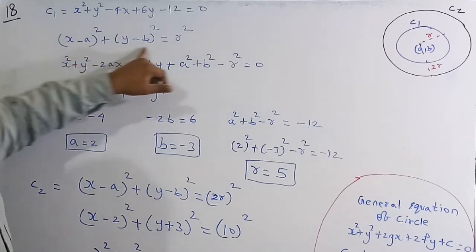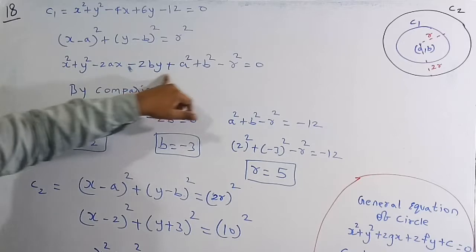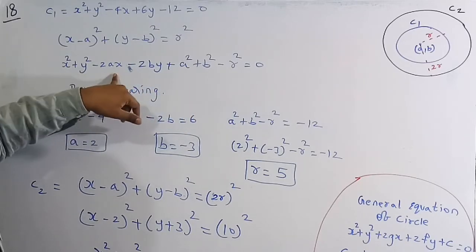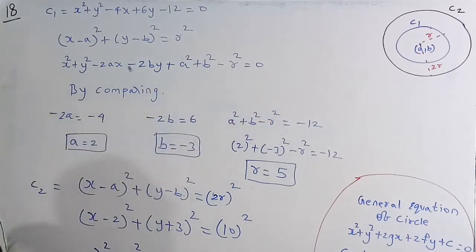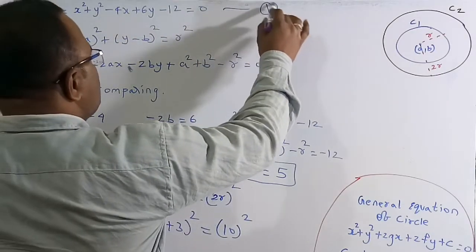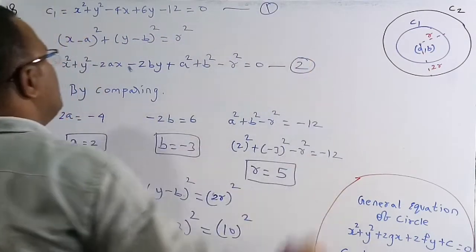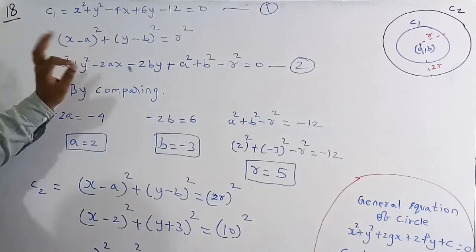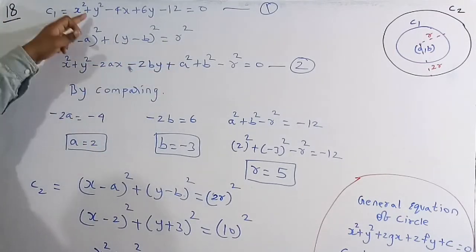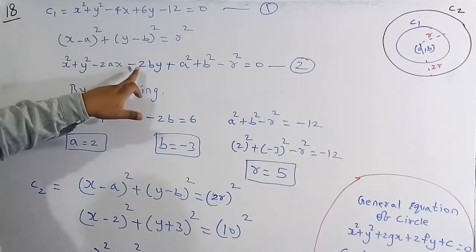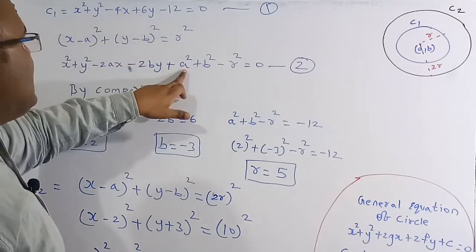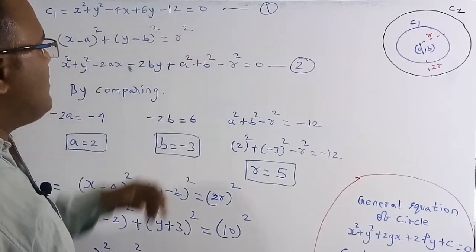If you expand this general equation, we are going to get this format, which is x square plus y square minus 2ax minus 2by plus a square plus b square minus r square is equal to 0. Now I am going to compare these two equations, equation 1 and equation 2, to get the values of the unknowns a, b and r. By comparing these two equations, I get minus 2a is equal to minus 4, minus 2b is equal to plus 6, and a square plus b square minus r square is equal to minus 12.